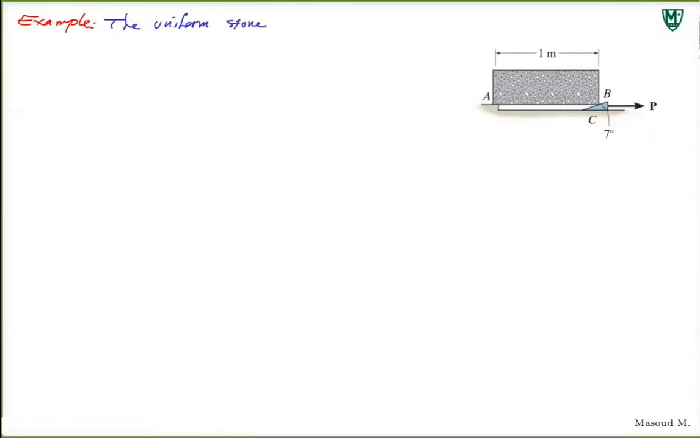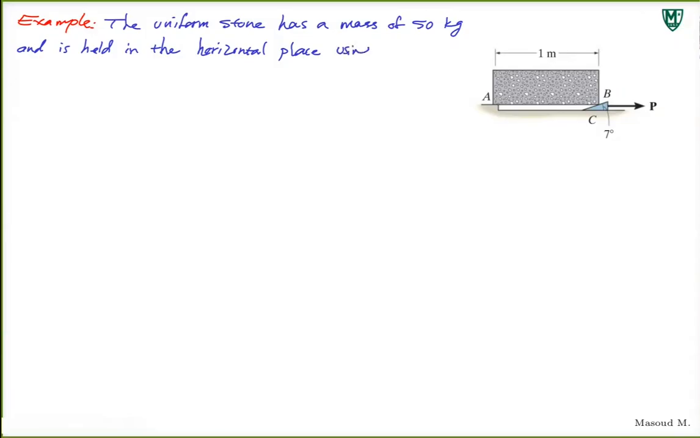Let me read the following statement. The uniform stone has a mass of 50 kilograms and is held in horizontal place using a wedge at point B, right?